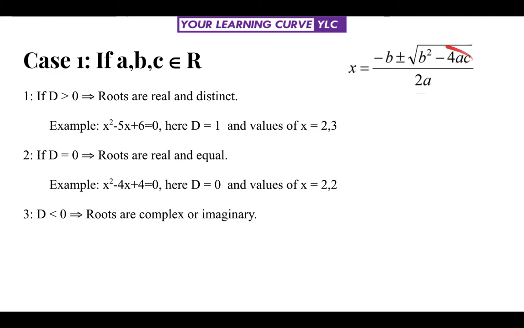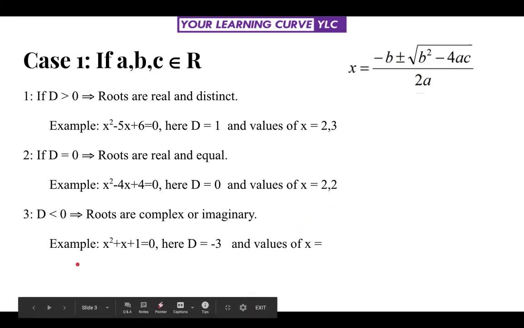If this quantity under the root is negative, then it is not defined, it is an imaginary number, then you will have to use iota. So the roots of this type of equation which has a negative discriminant will be complex or imaginary, that is minus b plus minus something times i by 2a.